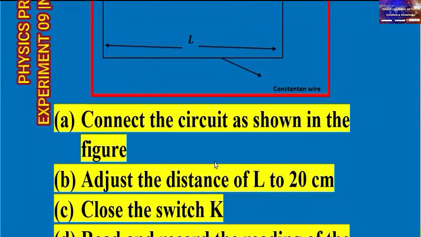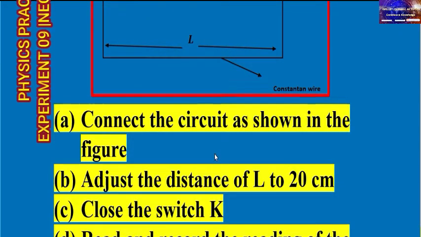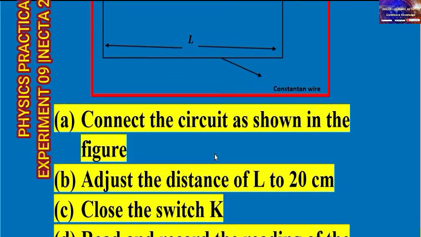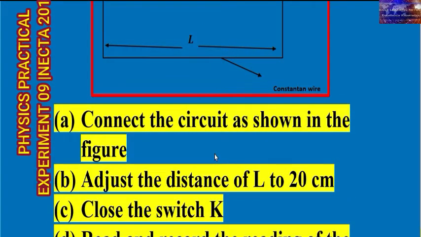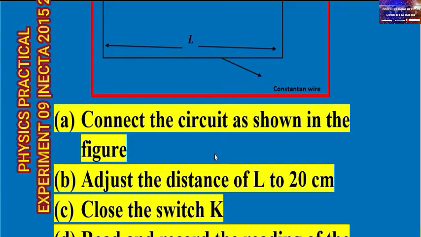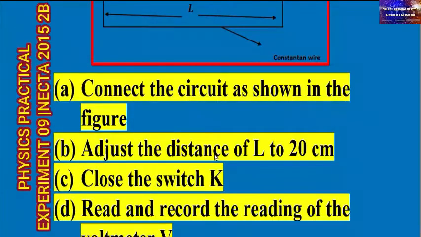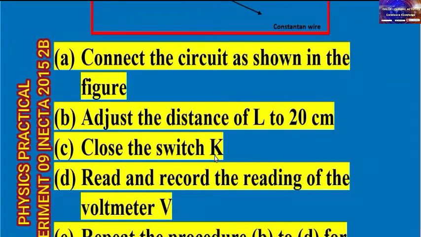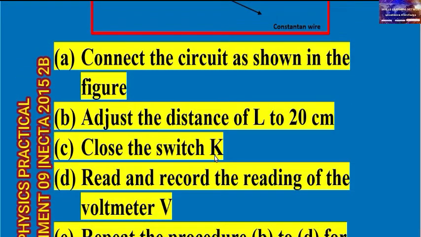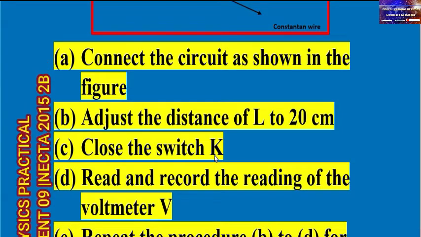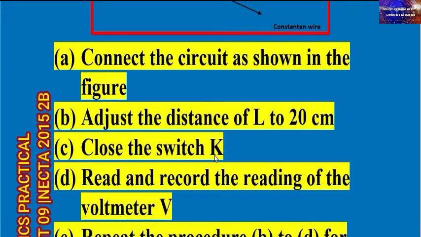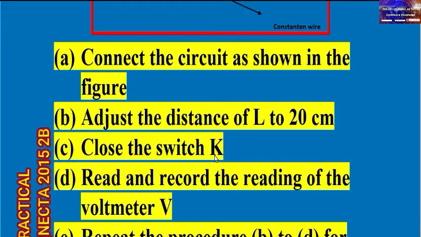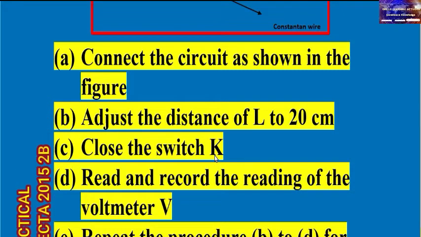That is our circuit. The procedure of performing this experiment you'll see here. Procedure A: connect the circuit as shown in the figure. Procedure B: adjust the length L of the wire to be 20 cm. Number 3: close the switch K. Number 4: read and record the reading of the voltmeter. It means after setting the length to 20 cm, you close the switch, read the value of the voltmeter, and then record it.